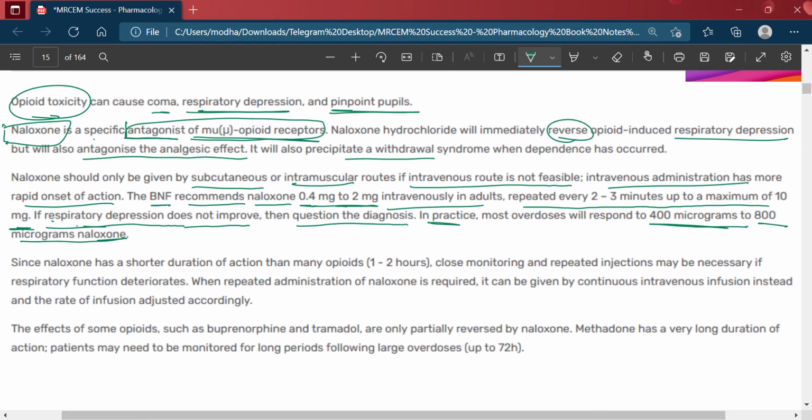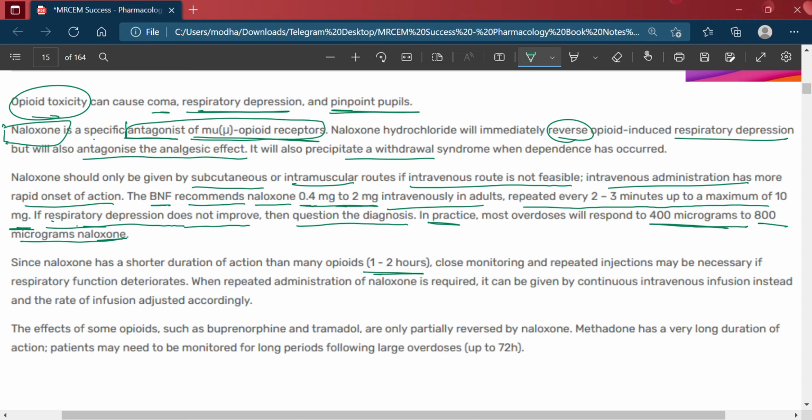Since naloxone has a shorter duration of action than many opioids, which have 1 to 2 hours of duration of action, close monitoring and repeated injection may be necessary if the respiratory function deteriorates.